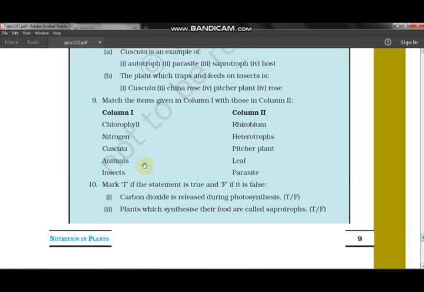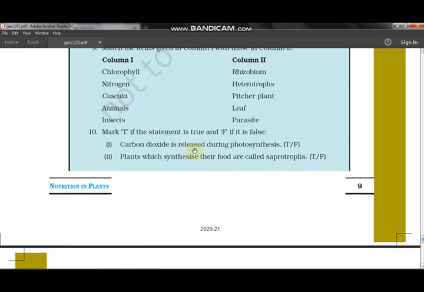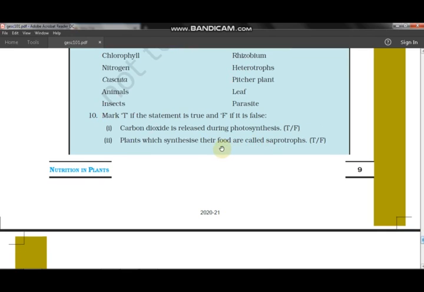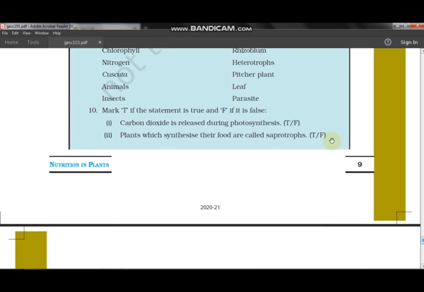Now, true and false. Carbon dioxide is released during photosynthesis. False, obviously, because which gas is released during photosynthesis? It is oxygen. Second, plants which synthesize their food are called saprotrophs. Is it true? No. What are they called? They are called autotrophs. So it is also false.